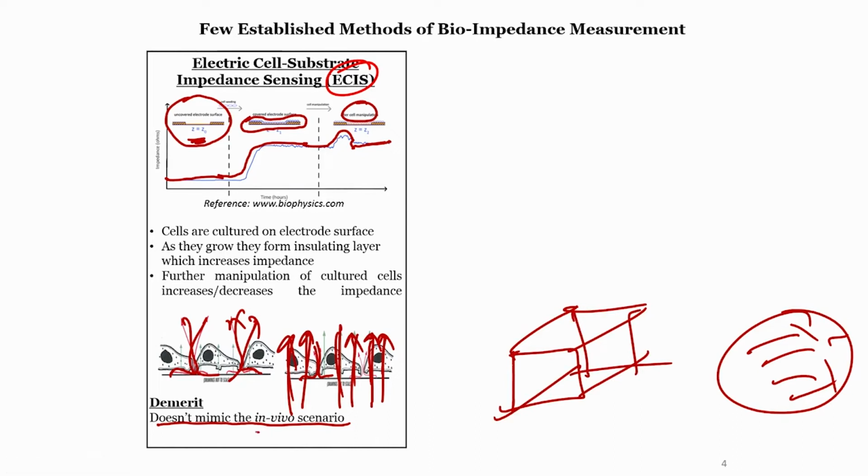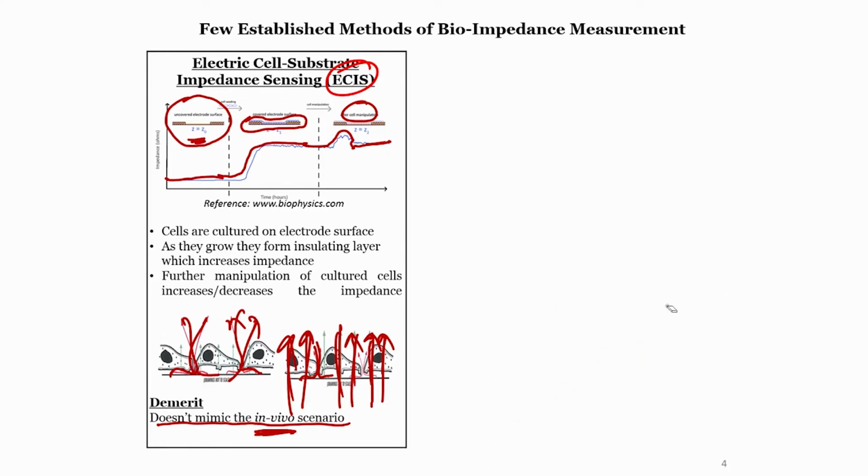What is in vivo? In vivo means it is inside the body. It does not mimic the scenario inside the body. It is an ex vivo scenario. There are 3 things, please listen to this carefully: in vivo, ex vivo, in vitro.